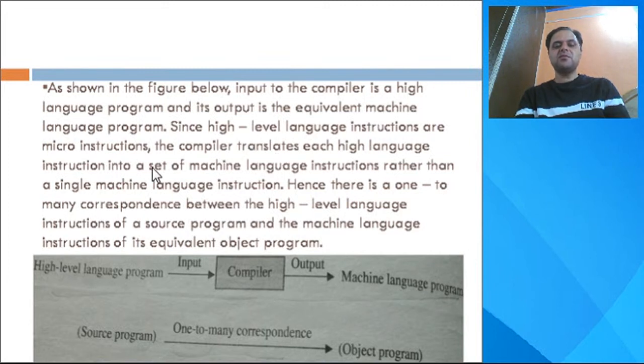Since high level language instructions are macro instructions, the compiler translates each high level language instruction into a set of machine language instructions rather than a single machine language instruction. So it will convert a set of high level instructions into machine level instructions. Hence there is one to many correspondence between the high level language instruction of a source program and the machine language instructions of the equivalent object program. So it has a one to many correspondence.